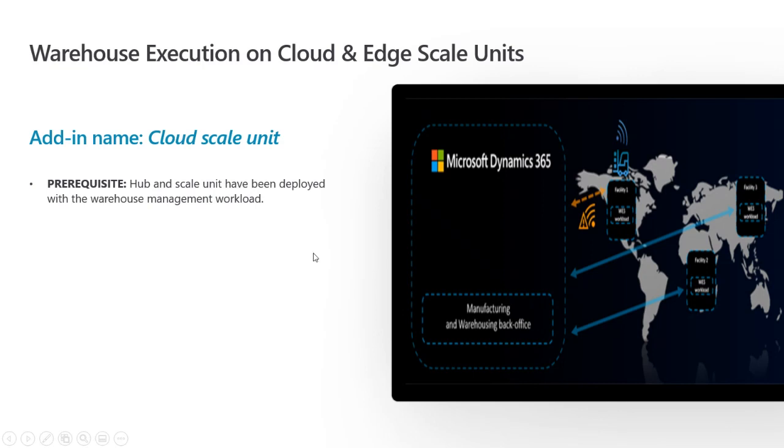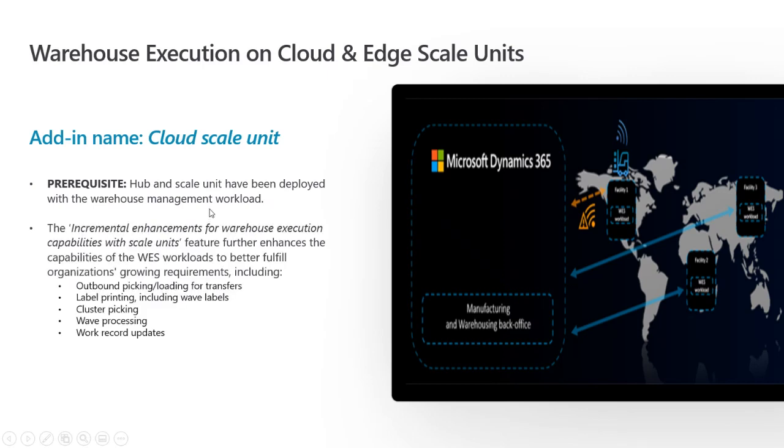And the prerequisite for using the cloud scale unit solution would be that you have acquired the add-in and then you have deployed the hub, which is your D365 SCM back office, and also your scale unit or units that are usually geographically dispersed, and they've been deployed with the warehouse management workload. We abbreviate that again as WES. You can see that in the graphic, and we spoke earlier in the overview that we have a similar architecture for the manufacturing side, and the manufacturing workload is abbreviated as MES, but we're going to focus on the warehousing one here in this slide at least.